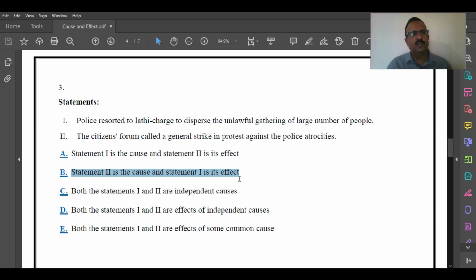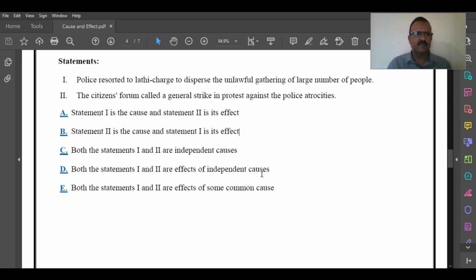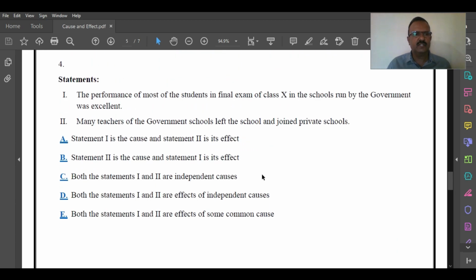Later, police resorted to lathi charge to disperse the unlawful gathering of large number of people. Going on strike, you should always remember, this is totally illegal. Without giving a notice, we cannot go on strike. So what is the answer for this? Statement 2 is the cause and statement 1 is its effect. Therefore, B is the answer. We move on to the fourth illustration.